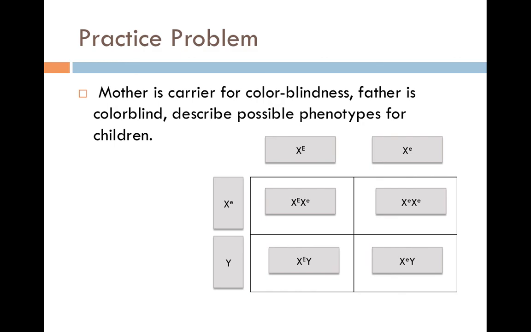So what percentage of the children in general would be normal? That's going to be 50%. That means 50% chance that any child that they have could be colorblind. For the females, it's a 50-50 chance that they would have a colorblind girl and a 50-50 chance that they would have a colorblind boy because of how this breaks out.